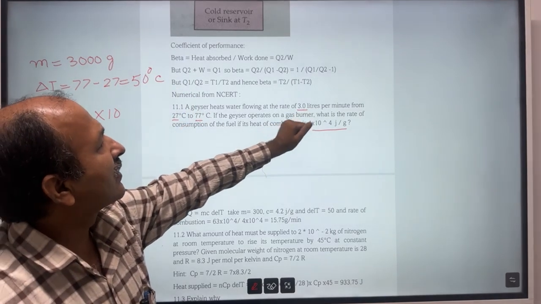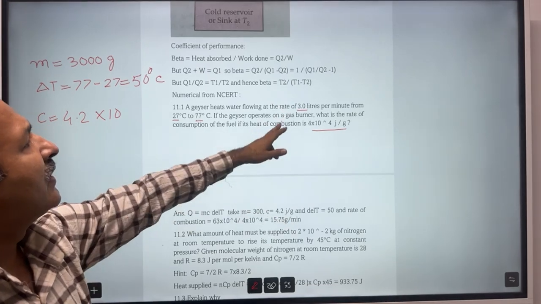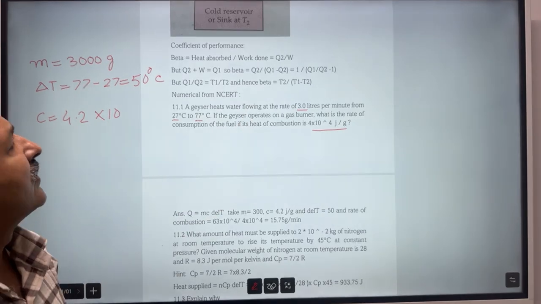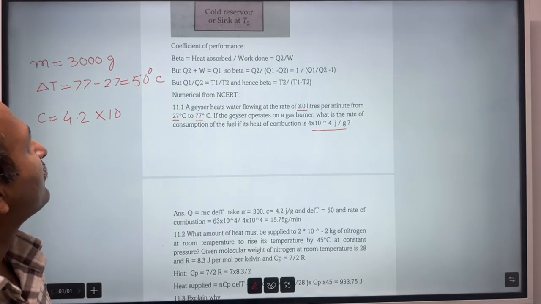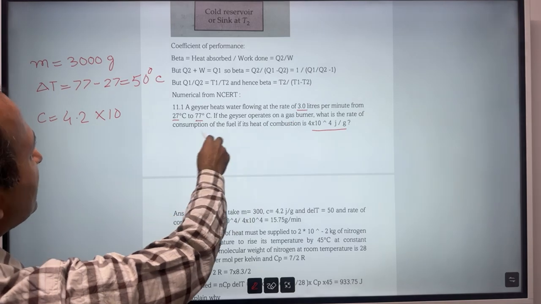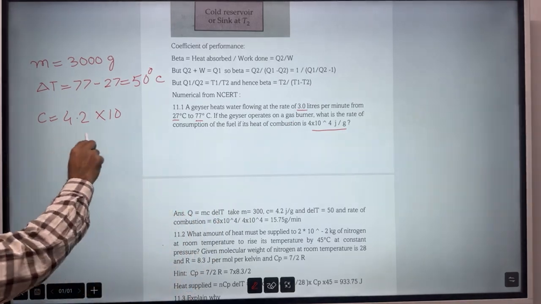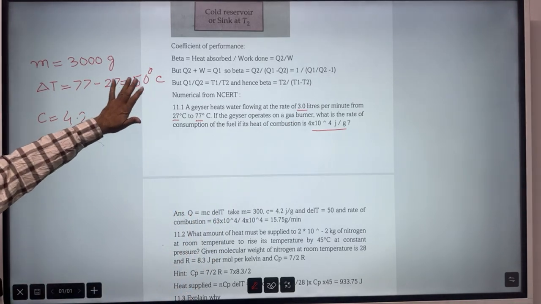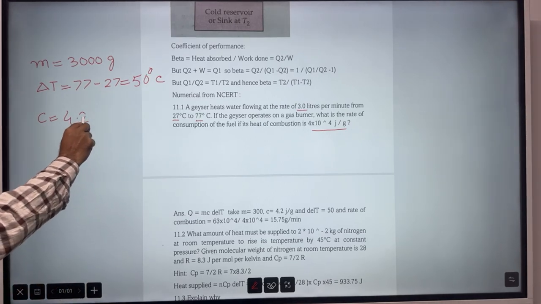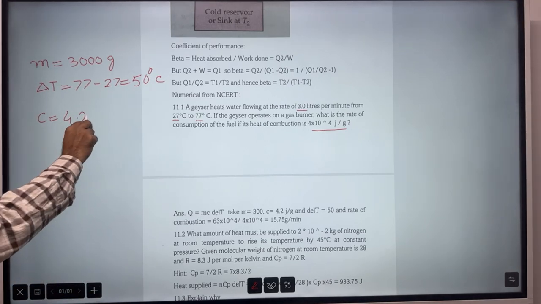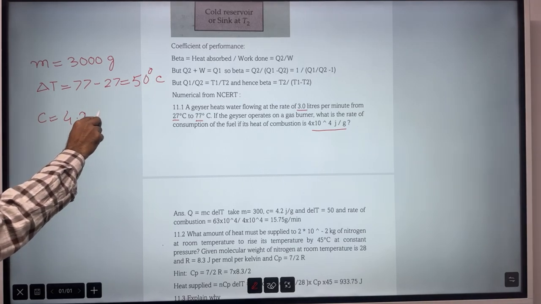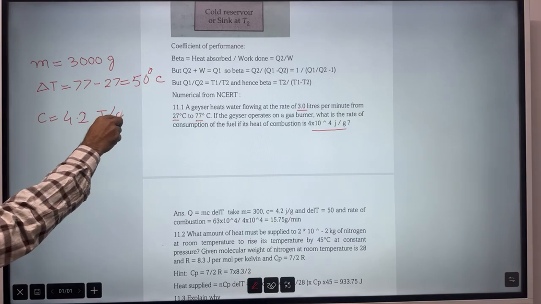Here why mass is 3000 gram? Because 3 liter, 1 liter equal to 1 kg for water, right? Because density is 1000 kg per meter cube, and other informations are in CGS, so it will become simple. So in that case we can take specific heat as 4.2 into 10 power 3, that will be MKS. So here we are using CGS, so just write 4.2 joule per gram.